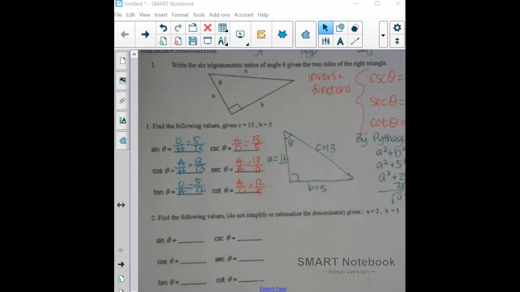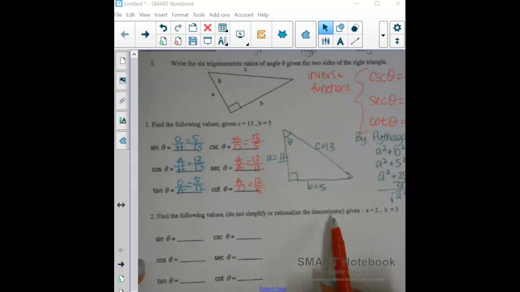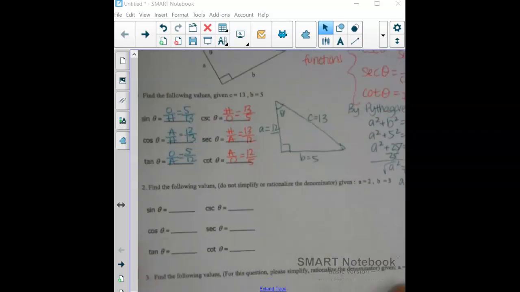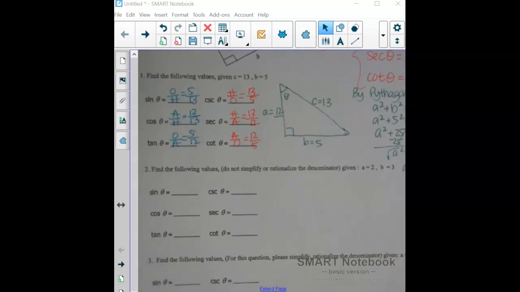So right now, I want you guys to do number 2. Number 2 says, do not simplify or rationalize your denominator. So if you have a radical, do not write it as a decimal. Just leave it in fraction form. That's all. So right now, I'm going to give you guys about 2 or 3 minutes. Do number 2. So right now, redraw your triangle. Do number 2.